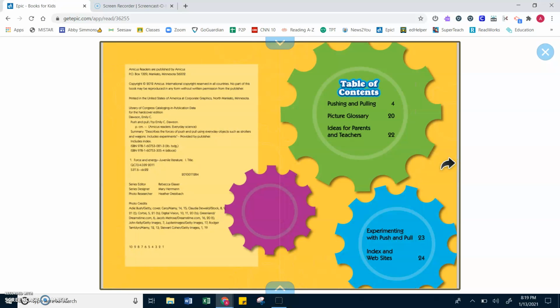Our first page here is a table of contents. This book has a table of contents which shows us what is in this book and where we can find the information. You can see it's labeled pushing and pulling, page 4, picture glossary, page 20, ideas for parents and teachers, page 22, experimenting with push and pull, page 23, index and websites, page 24. We're only going to be focusing on the first half of the book, but if you were looking for something specific, a table of contents can help you find exactly what you're looking for.